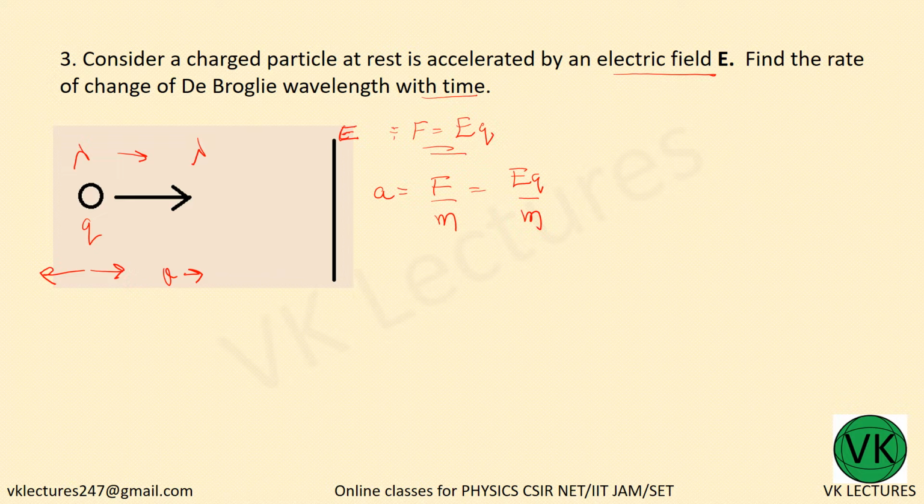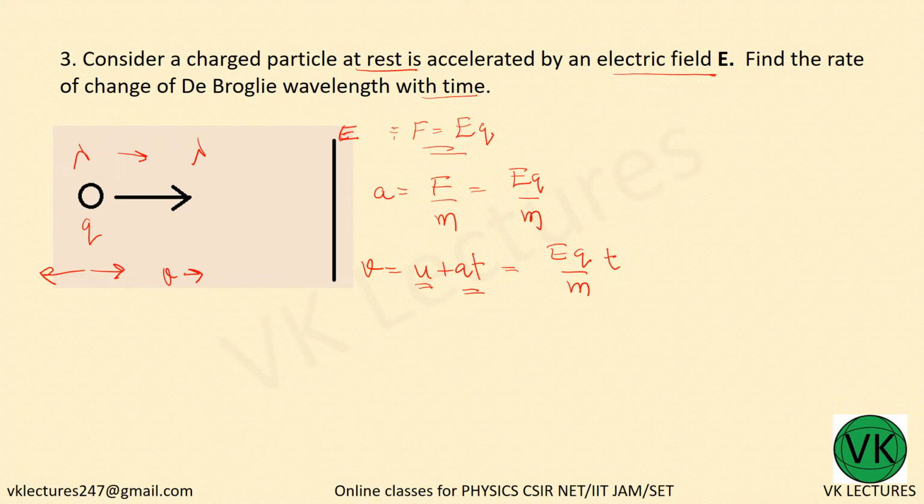Now what is v equal to? v equal to u plus at. Now what is u? Initially the charge is at rest, so u is zero. So velocity will be a times t. What is a? a is nothing but eq divided by m, into t.